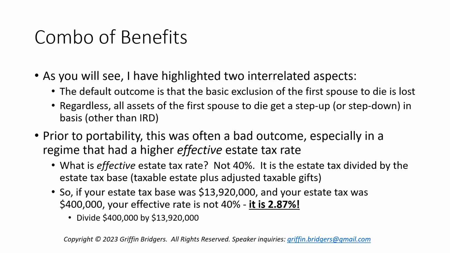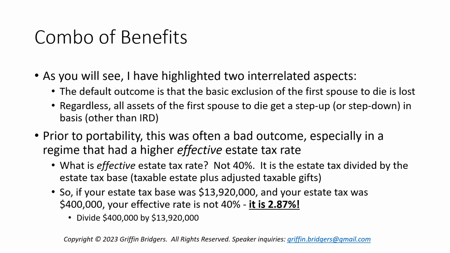Now, what's important here is not necessarily to look at the highest maximum estate tax rate. You have to consider that coupled with the applicable exclusion, which creates a credit against that estate tax rate. So effective estate tax rate isn't going to be 40%. It's essentially going to be your estate tax divided by your entire estate tax base, which is your taxable estate plus adjusted taxable gifts. So assuming you just had one exclusion here and the other was lost, let's say there was an estate tax base of $13,920,000, which is conveniently $1 million over the applicable exclusion, or the basic exclusion, I should say.